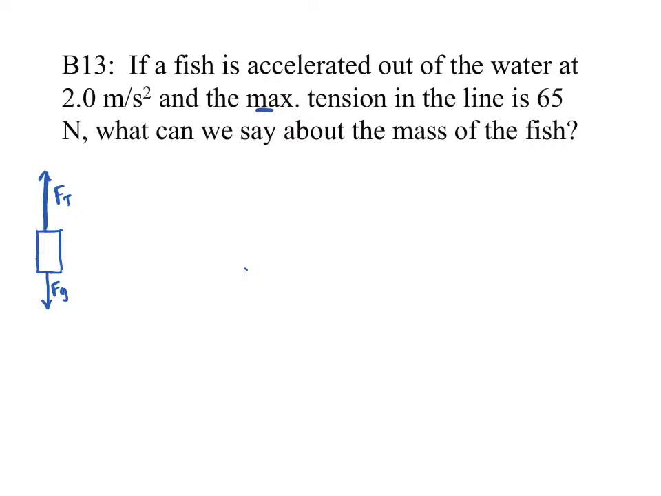The maximum tension in the line is 65 newtons. So that's basically how much tension it can take. So what can we say about the mass of the fish? So basically, if the maximum tension that the line can take is 65 newtons, I need to know the mass that goes along with that. And that would be the maximum mass of fish that I could catch. Well, let's face it, you could catch, because I'm not a fisher, without the line breaking.